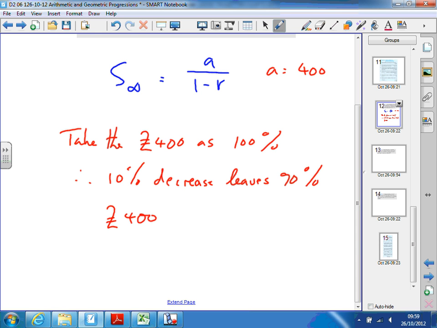How do I find 90% of £400? You could find 10%, but what's another way? How do I find 90%? Times by 0.9. Yeah. Times by 90 over 100, which is 90%, or 400 times 0.9. So in other words, what's the common ratio? 0.9. That's the common ratio R.